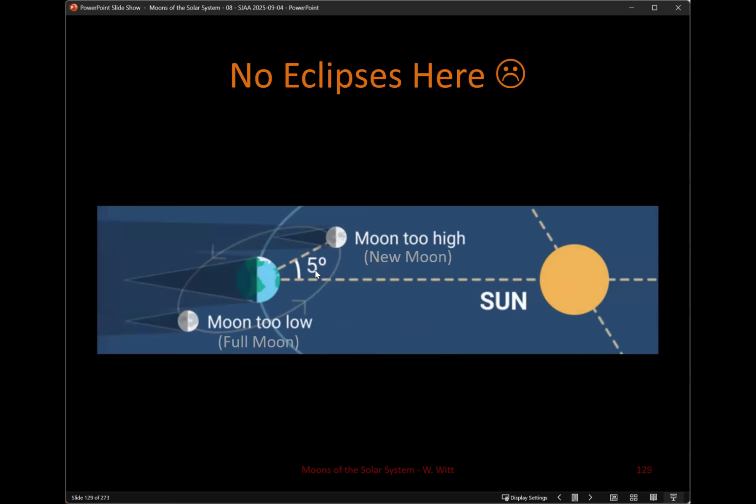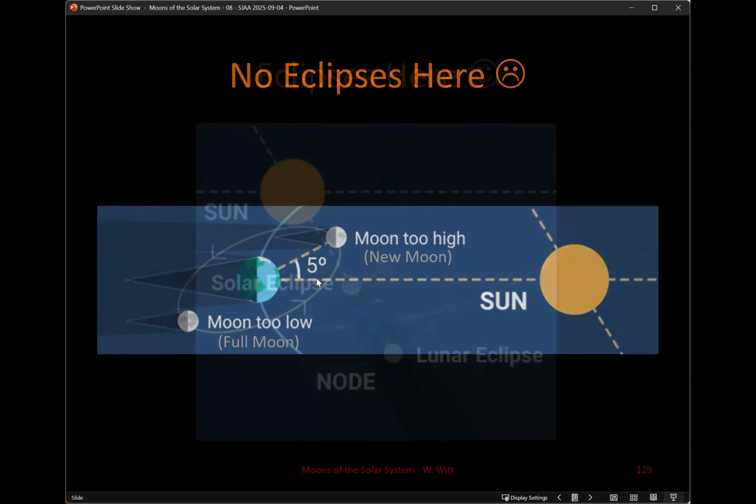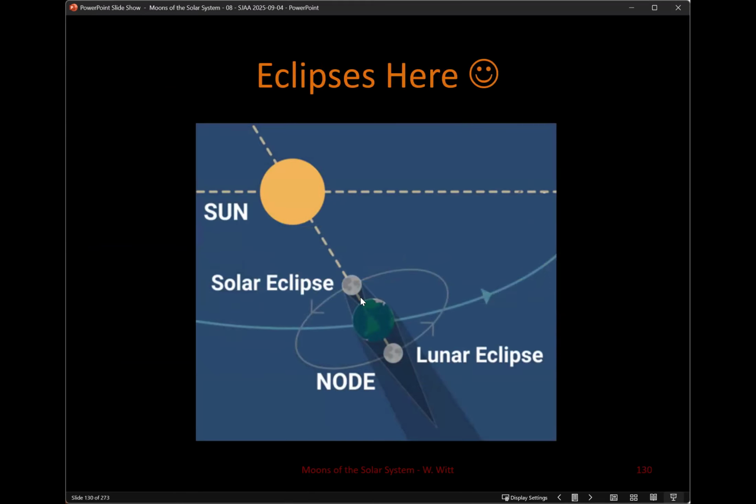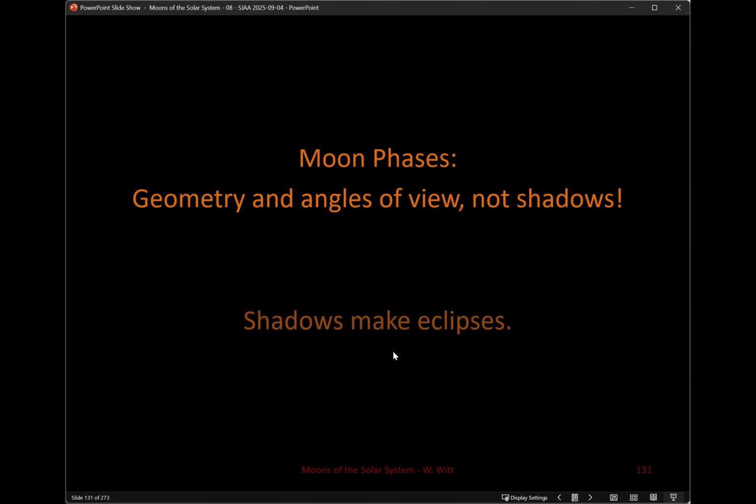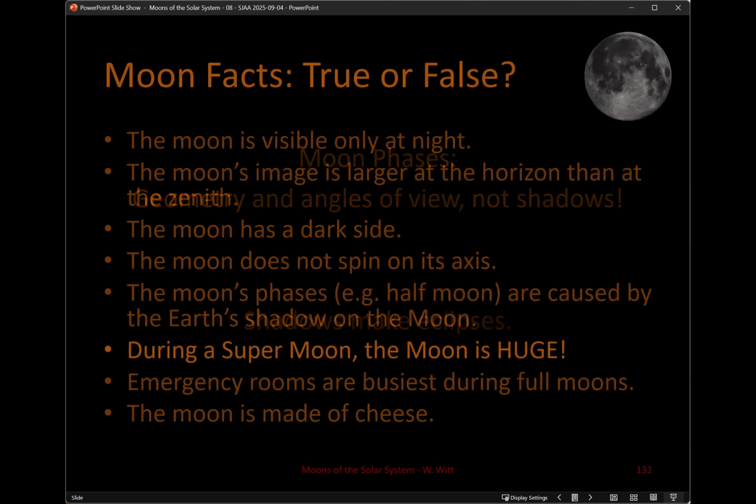And just to show this a little bit more zoomed in, again, here there are no eclipses because the moon is above or below the Earth-Sun orbital plane. And here, we actually get eclipses because the moon just happens to pass through the Sun-Earth orbital plane, and either the moon blocks the sun or, I'm sorry, the Earth blocks light from the moon, eclipsing the moon. So it's all about geometry and angles of view. And for the most part, there are no shadows involved unless we are specifically talking about an eclipse.